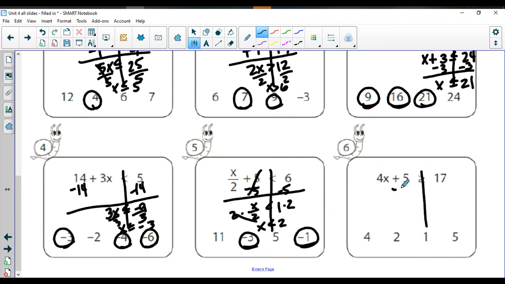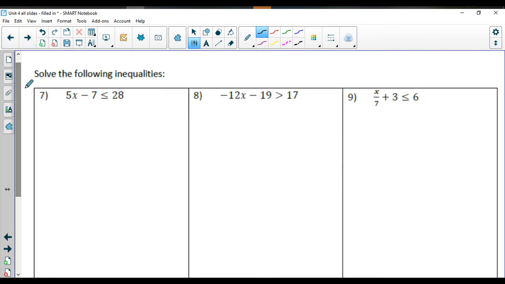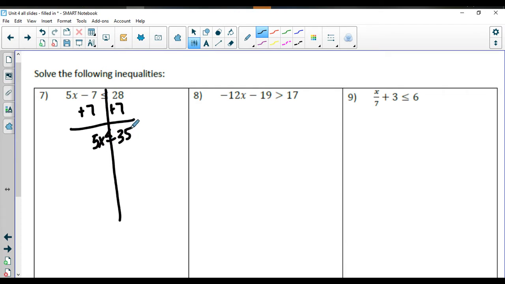In number 6, I'm going to go ahead and subtract my 5. 4x is greater than or equal to 12. Dividing through by 4, I get x is greater than or equal to 3. So I would get 4 and 5 for my answers. Solving the following inequalities, we're going to add 7 to both sides. So we have 5x is less than or equal to 35. Divide through by 5 on both sides, x is less than or equal to 7.